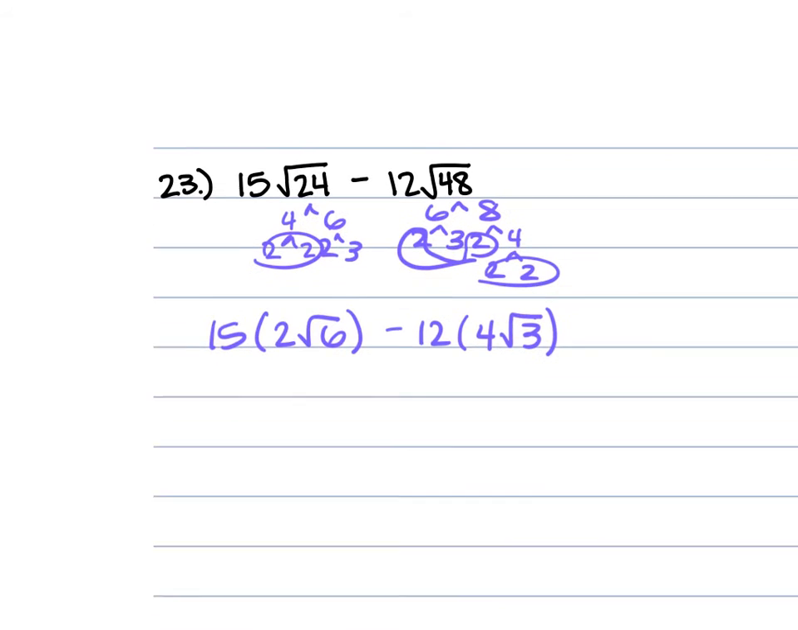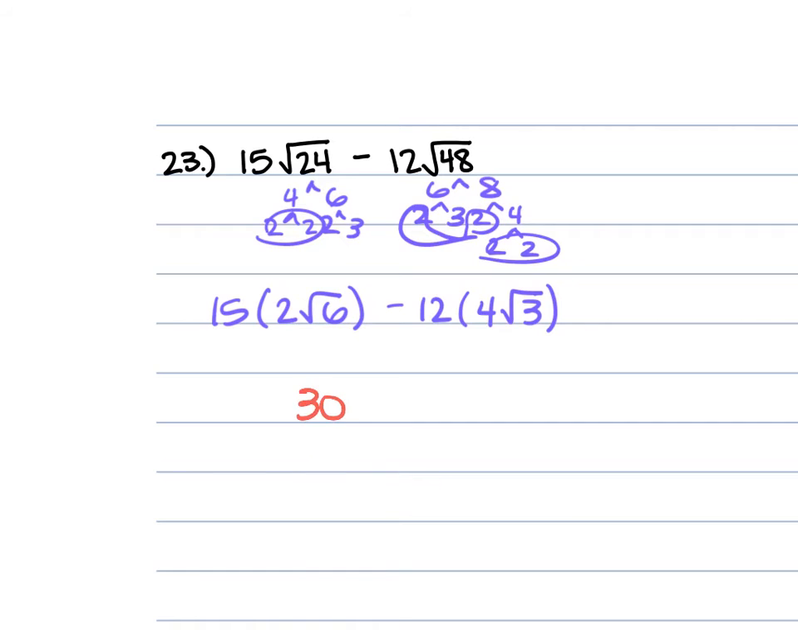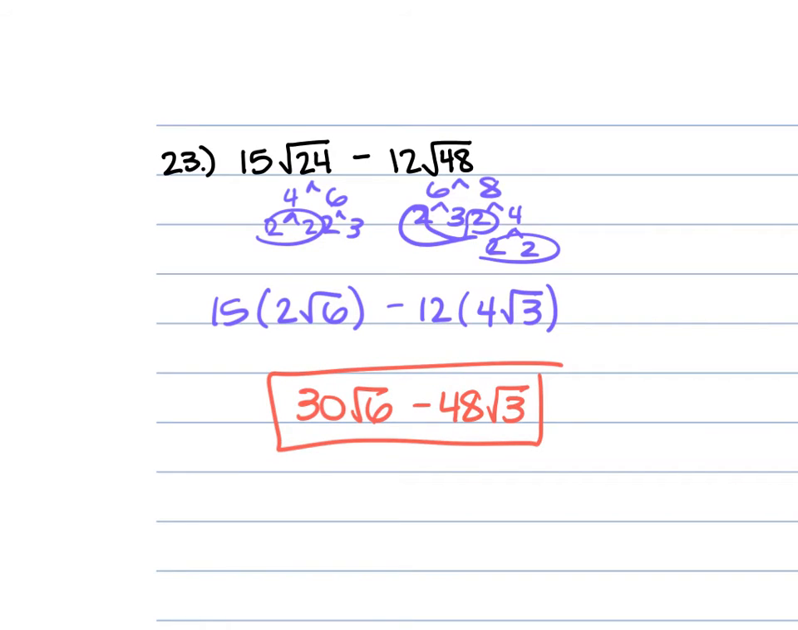If we simplify this further, 15 times 2 is 30. Keep the square root of 6. Minus the 12 times 4 is 48. Keep the square root of 3. These are not like terms, so that is our final answer.